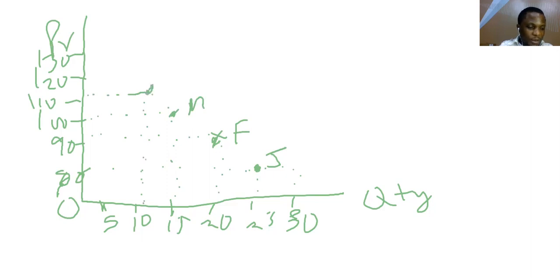I identify this point, that is my April. And then when the price was 120, quantity demanded was 5. I trace it down here, and that is May. And then when the price was 130, the quantity demanded was 1. So 1 should be somewhere here. I trace it down to this point, and that is June.